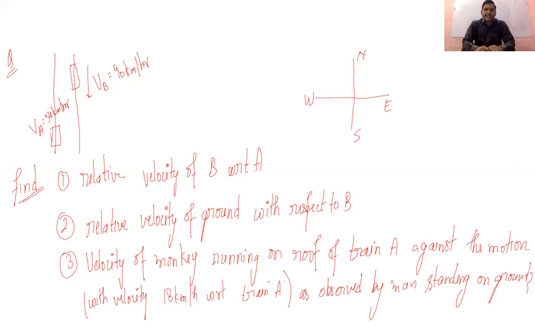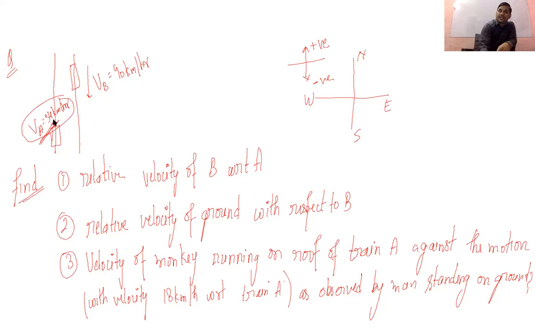In the first case, they are asking the velocity of B with respect to A. You can easily do this question. You know about relative velocity, so how do we find it? Let's come to the solution of the first part. Take the velocity of A as positive, so in this direction we take positive, and in this direction negative. First you should convert these speeds from kilometer per hour to meter per second.